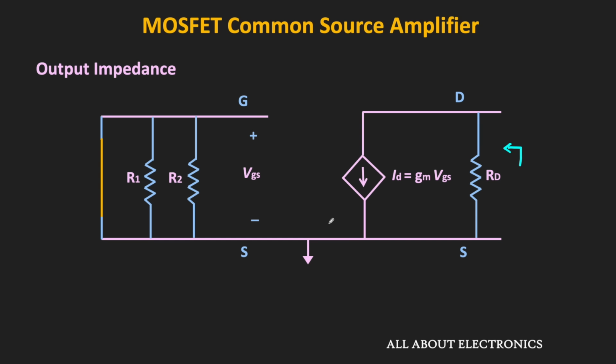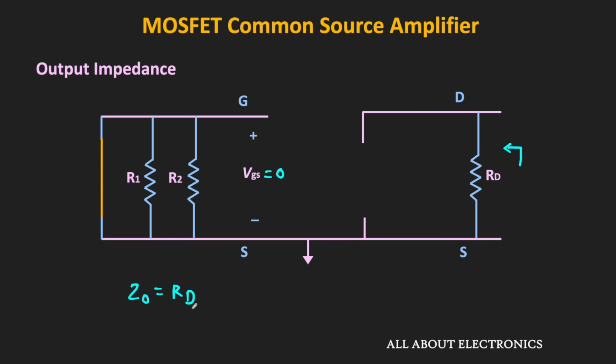Now, since the resistors R1 and R2 are connected in parallel with the input signal, they will also get short circuited. And once Vin is 0, this voltage VGS will also become 0, because the voltage between the gate and the source is equal to the input signal. That means this independent current source will also act as a 0, or we can say it will act as an open circuit. So in this case, the Thevenin's equivalent impedance seen through the output side is equal to RD. That means for this amplifier configuration, the output impedance is equal to RD.